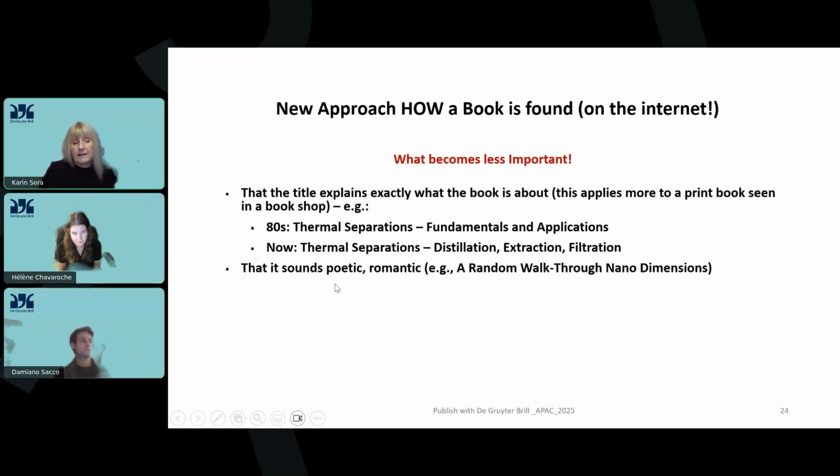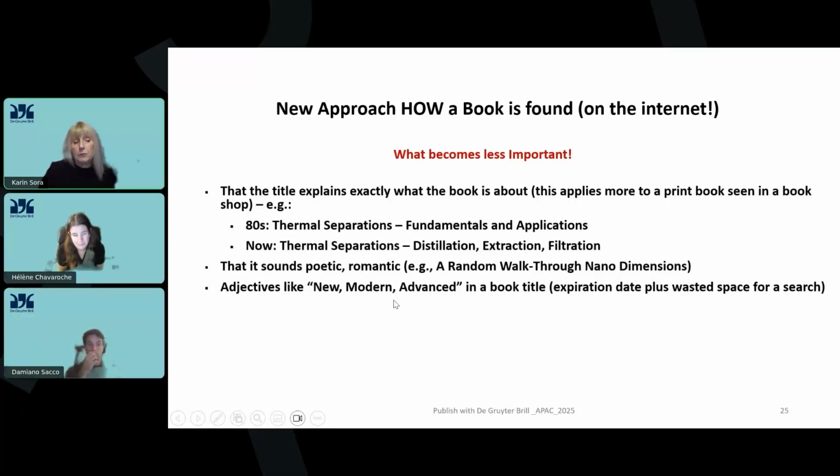It's not important that it sounds poetic, like A Random Walk Through Nanodimensions. I do think that this title, if you find it in library catalogs, will probably not end up in nanotechnology. Adjectives like new, modern, and advanced in a title have an expiration date. Plus, it's a wasted space. So you have this word over there, but it doesn't really help your content. And in 3 years, it's probably no longer modern or advanced.